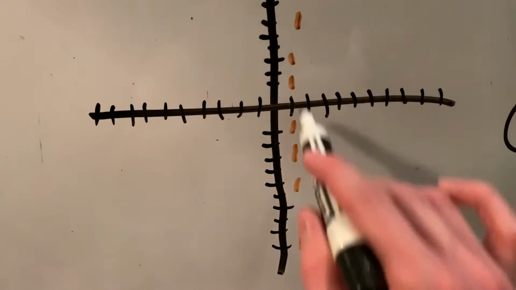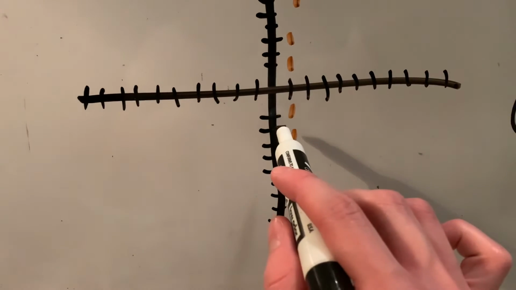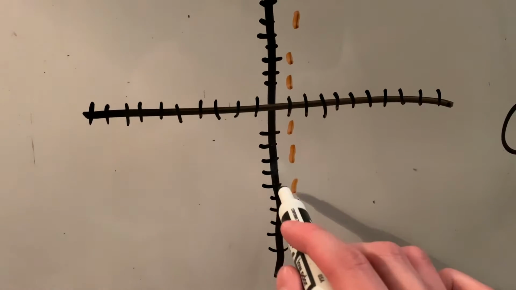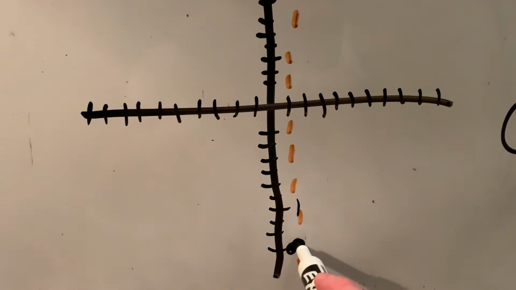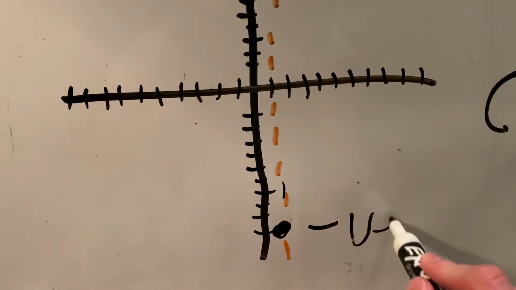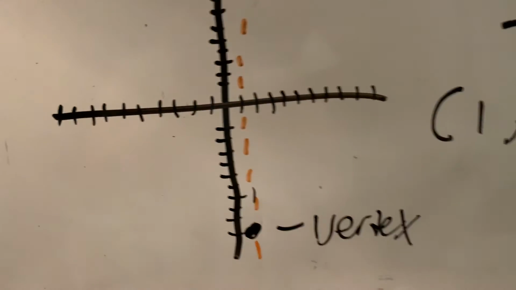So we're going to look again on this line here, and we're going to find -10: 1, 2, 3, 4, 5, 6, 7, 8, 9, 10, way down here. So that is our vertex right there.